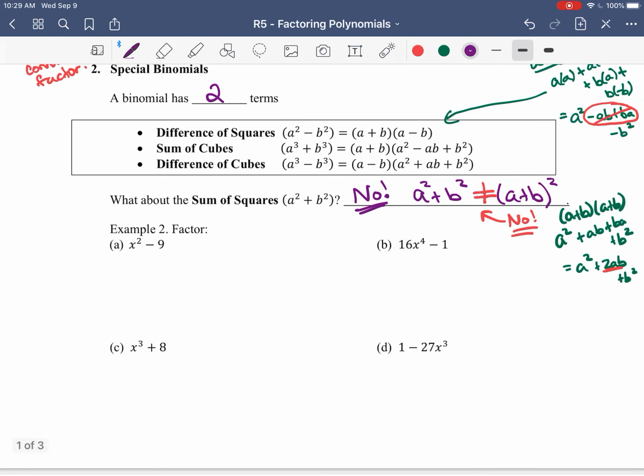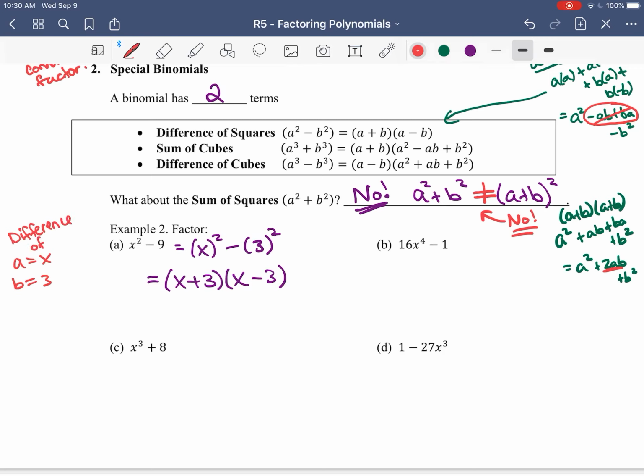So let's factor a couple of these. I'm just going to do a and c here using these formulas. Okay, so for part A, I have x squared minus 9. So you could think about this as x squared minus 3 squared. And now you can see that it matches the formula a squared minus b squared. So that means I know that this is going to factor as x plus 3 times x minus 3. Okay, because my a is x and my b is 3 in the formula. So this is a difference of squares.